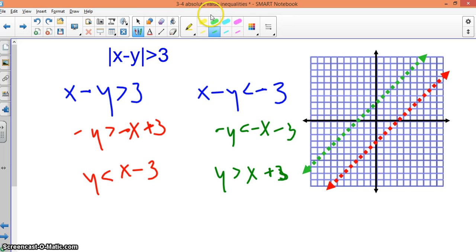What you have to do is it's above the green or below the red. This is an or problem. It can either be bigger than 3 or less than negative 3. So you can either be below the red or above the green. So that's actually 2 separate parts.